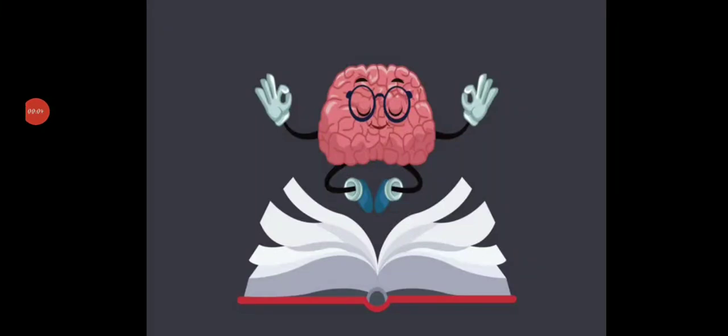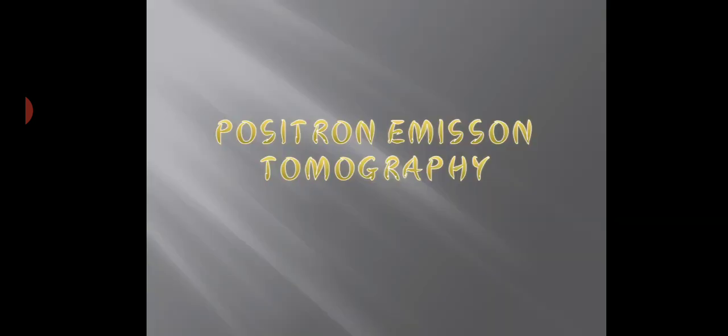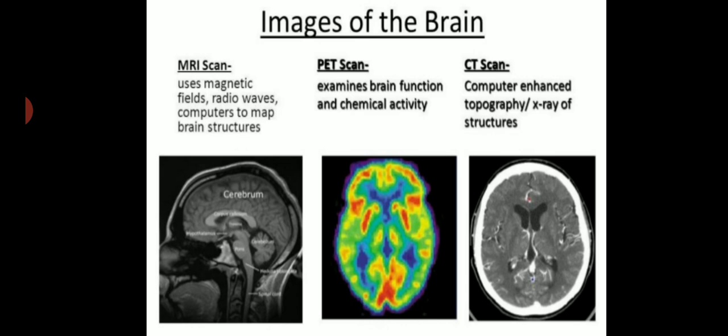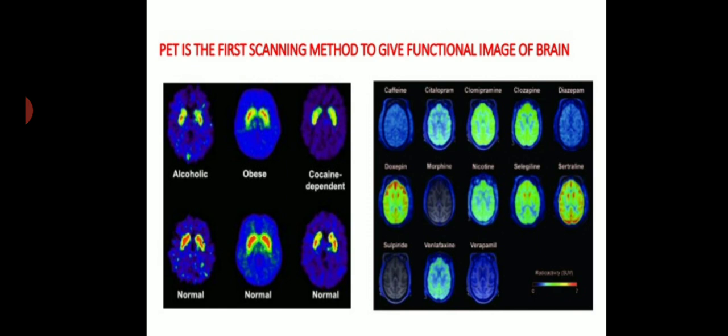This is my new video and our today's topic is positron emission tomography, that is PET scan. So in MRI scan we use magnetic fields, radio waves and computers to map the brain structure. PET scan examines brain function and chemical activity, and in CT scan, or computer enhanced tomography, we use X-rays of structures. So these are the basic differences between the MRI, CT and PET scan. PET is the first scanning method to produce and give functional images of the brain.